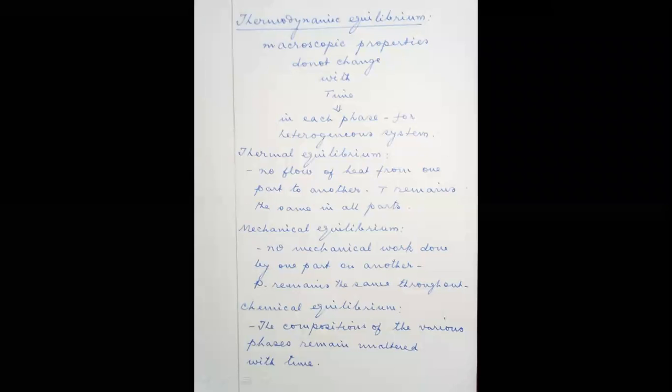But if you keep the container as such for several years, and if you come back and see, even then the reactions will be going on. But the composition, that is the equilibrium quantity of nitrogen, the equilibrium quantity of hydrogen, and the equilibrium quantity of ammonia will remain the same, whatever may be the time duration after which you watch the system. So the composition remains the same. It remains unaltered with the time. So that is chemical equilibrium.